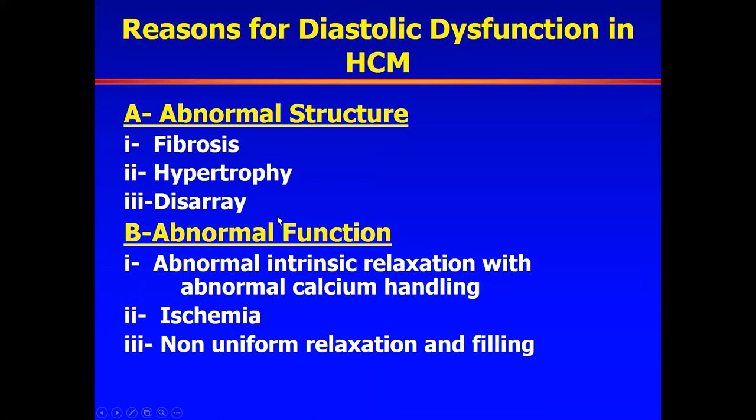And then if you look at the myocytes themselves, they have intrinsic problems with relaxation and abnormal calcium handling shown in some studies, the contribution of ischemia even in the absence of epicardial coronary disease, and also non-uniform relaxation and filling. Ideally, different segments should relax at the same time. That keeps the ventricular pressure low and allows for rapid LV filling. If you have this heterogeneity, the pressure in the ventricle does not decline fast and the rates of filling drop.